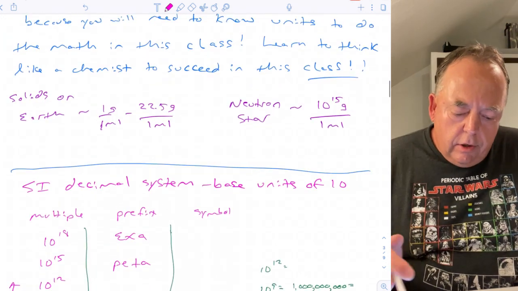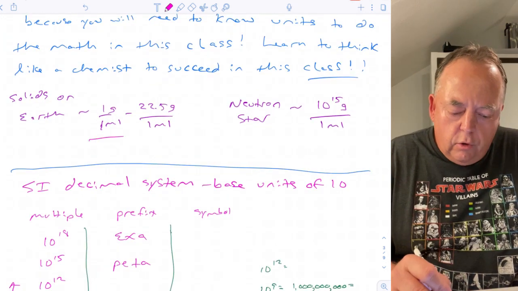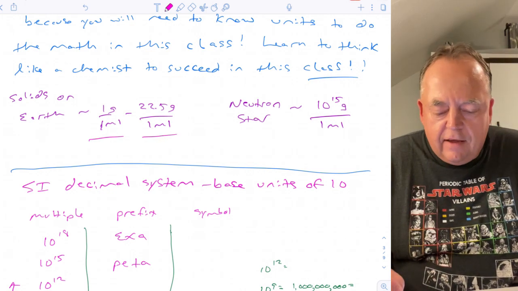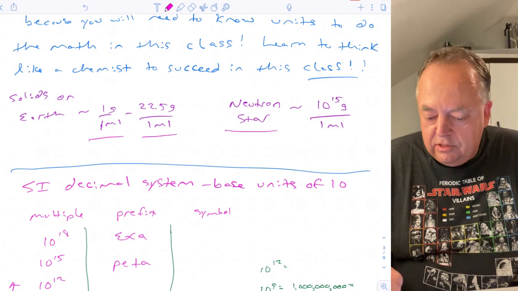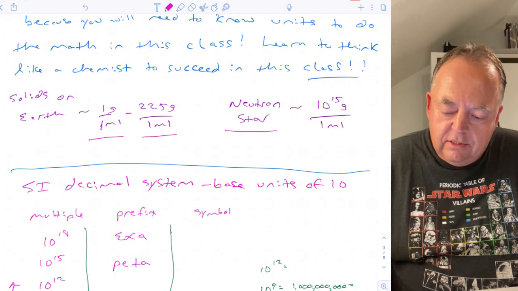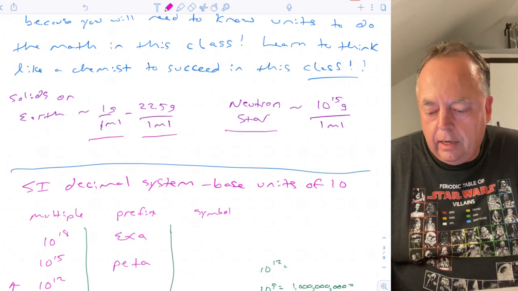So solids on Earth, on average, are about 1 gram per mil to about 22.5 grams per mil. Something that's really dense would be something like a neutron star, where its density is about 10 to the 15 grams per mil.